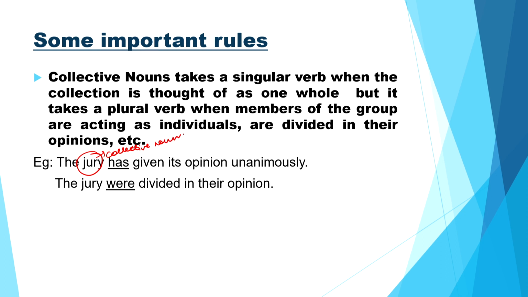So, here jury refers to the group as a unit, as a whole, and hence it will take a singular verb, that is has. Now, moving on to the next sentence, the jury were divided in their opinion. Again, here the members of the group are acting as individuals, they are divided in their opinions, and hence it will be paired with a plural verb, that is were. So, a plural verb will be used.